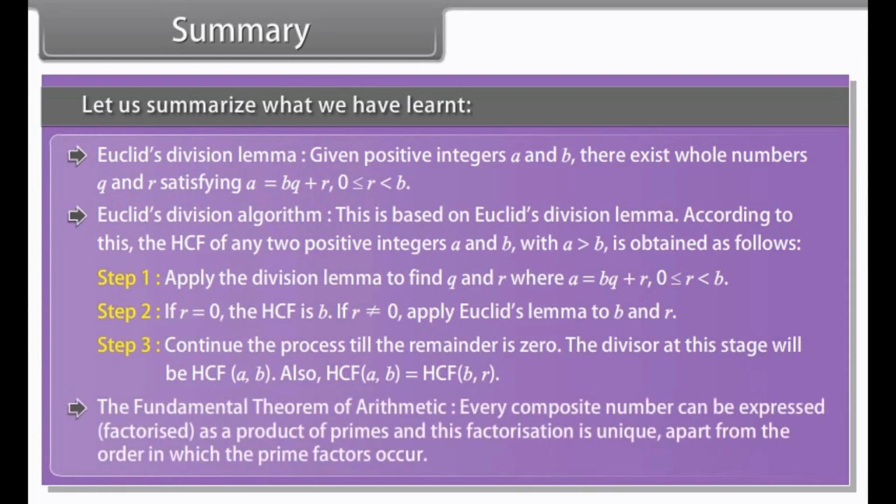The fundamental theorem of arithmetic: every composite number can be expressed, factorized, as a product of primes, and this factorization is unique apart from the order in which the prime factors occur.